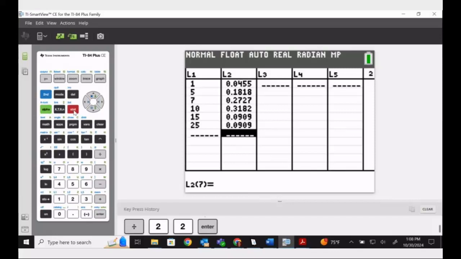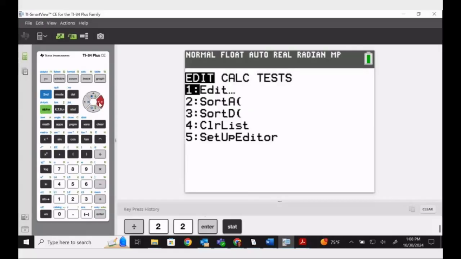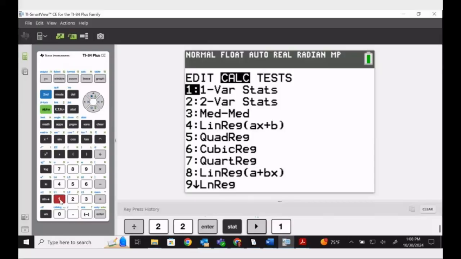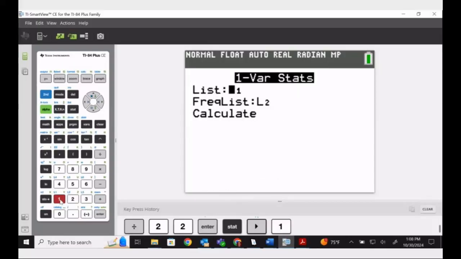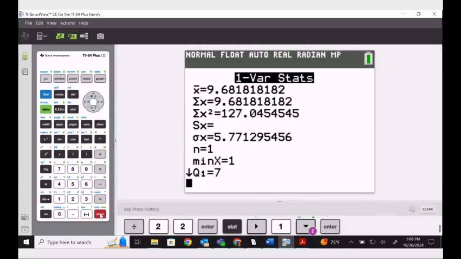Once you have those values in your list, so list number 1 is the possible values for X, list number 2 is the probabilities. You hit Stat again, you go over to Calc. We want 1 variable stats, so option number 1. List should say L1. Frequency list should say L2. That's your probabilities. Then you go to Calculate. X bar is your mean. And sigma X is your standard deviation. So 9.68 for our mean and 5.77 for our standard deviation.